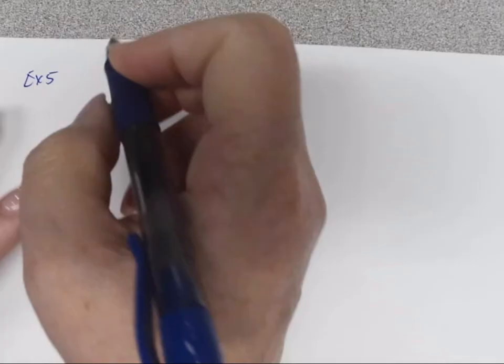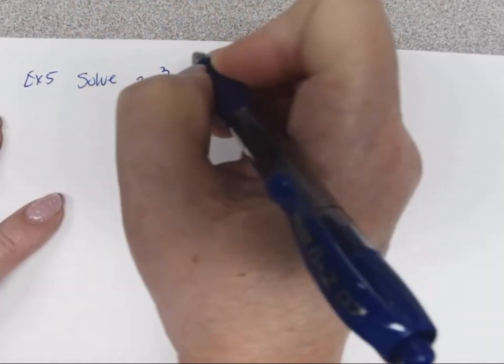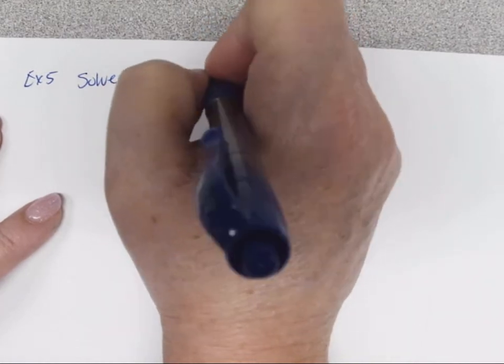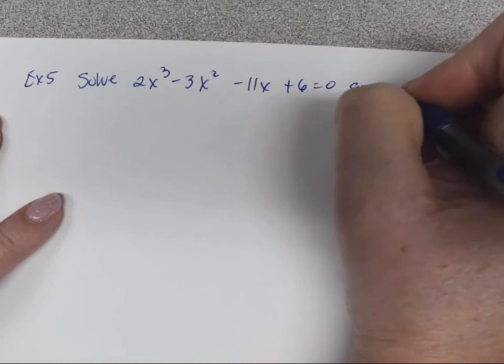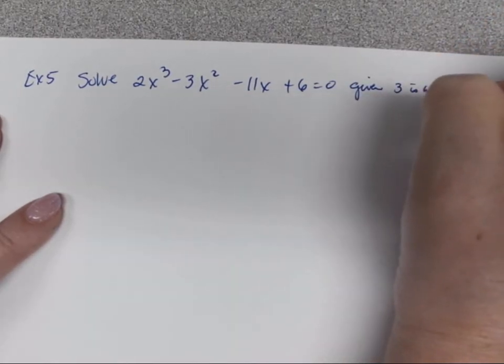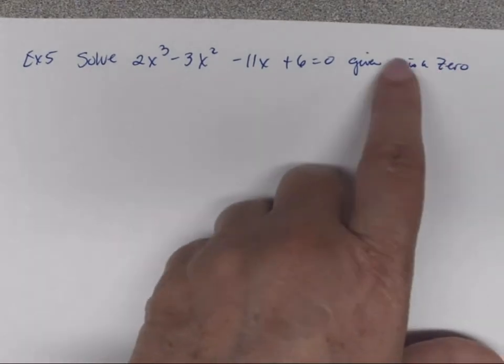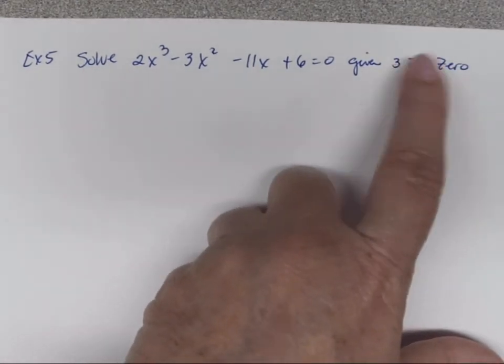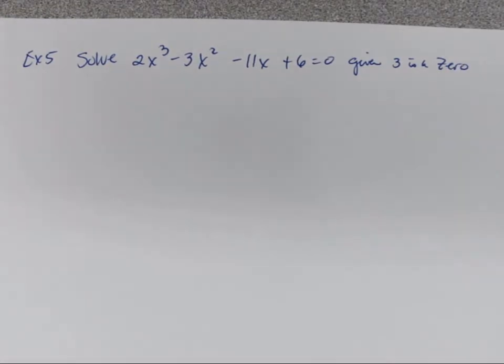All right, so let's look at example 5. So we're going to solve 2x cubed minus 3x squared minus 11x plus 6 equal to 0, given 3 is a 0. So it's a factor, it's a 0. So that means that 3 is going to go in our box, and if it tells us it's a 0, we should get a 0. If you don't get 0 when you do the synthetic division, then you did something wrong.